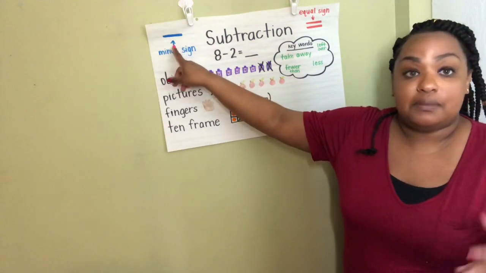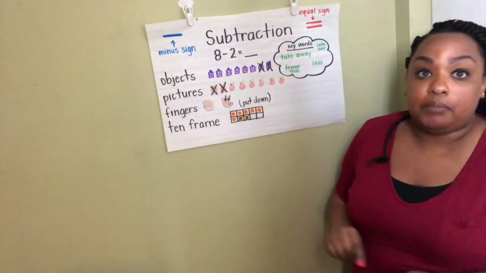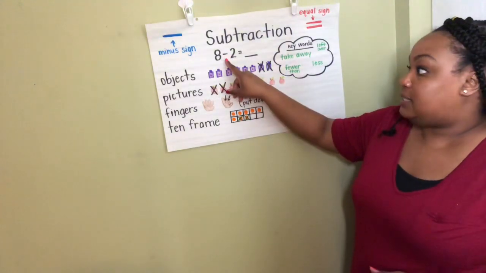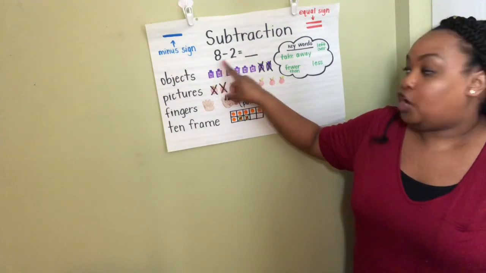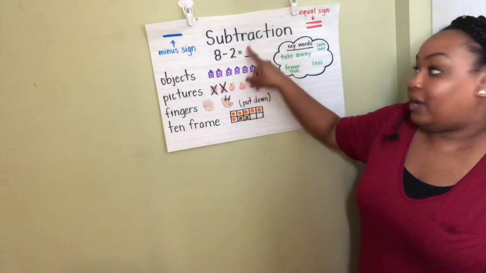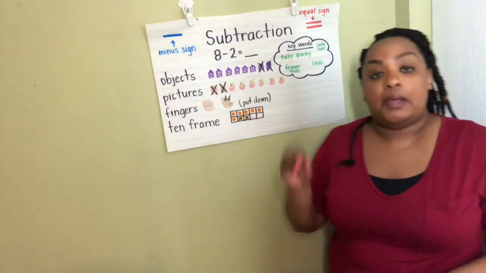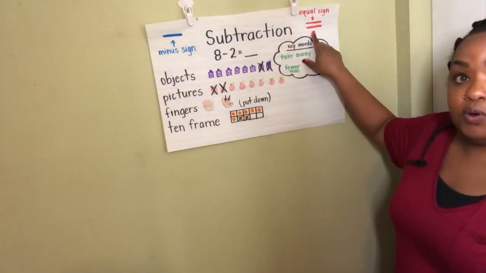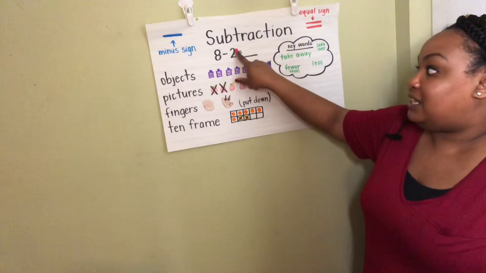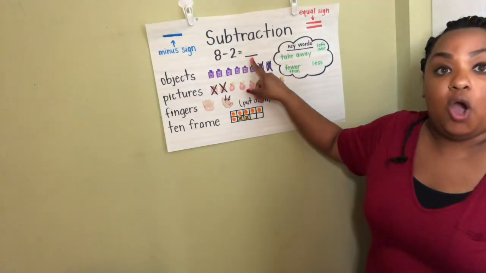This right here is the minus sign. You often see the minus sign in between 2 numbers. When you see that minus sign, it wants you to take away from the first number. Your answer will always be smaller than the first one because you are taking away. Now, this red symbol is our equal sign. When you see that equal sign, it wants you to tell how many are left.